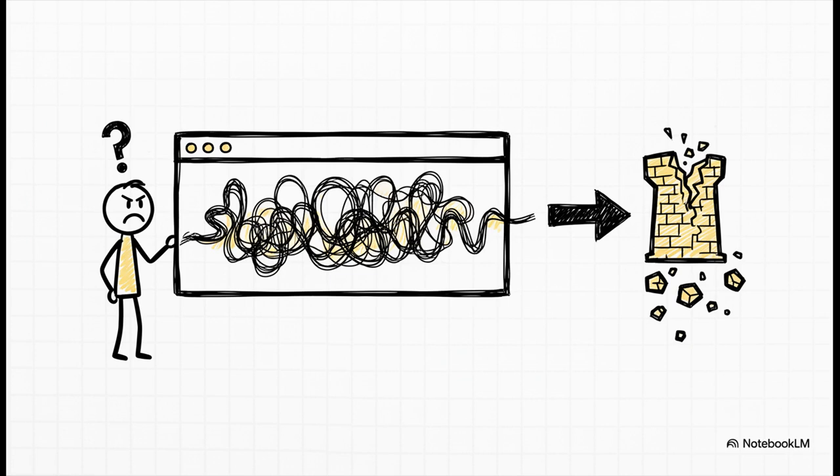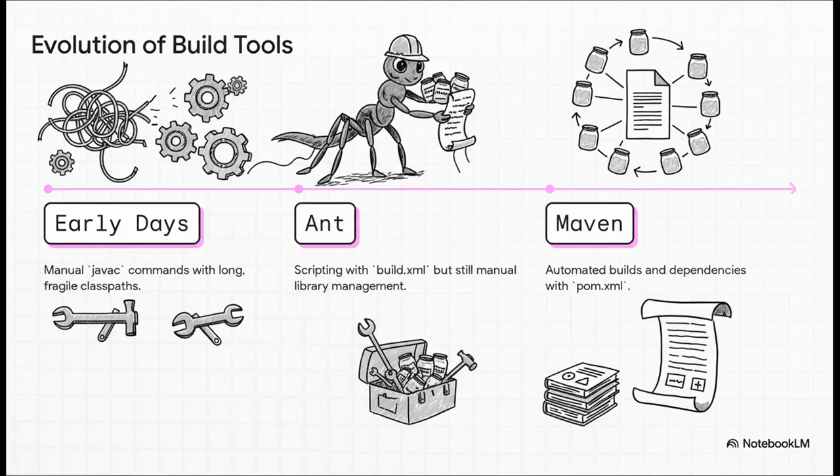It was so fragile. Now, things did get a little better with a tool called Ant. Ant let you write a script, a build.xml file, to run all those commands for you. That was a big step up. But, and this is a big but, you still had to go find and download all the jar files yourself. The main problem, managing those libraries or dependencies, was still totally on you.